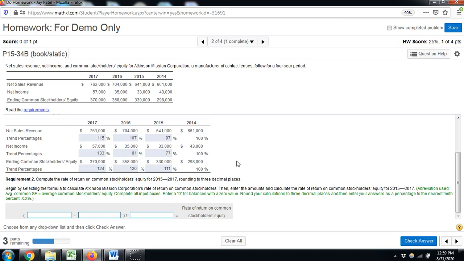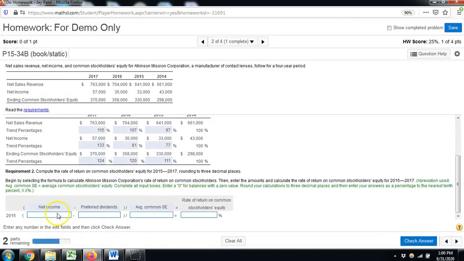Okay, so now we're going to move on to compute the rate of return on common equity for 3 years. So first we want to get the formula for rate of return. So basically, rate of return is the net income less preferred dividends divided by the average common stockholders' equity, meaning it would be the end of the year and beginning of the year, the average of that. So we're going to have net income minus preferred dividends divided by average common shareholders' equity.